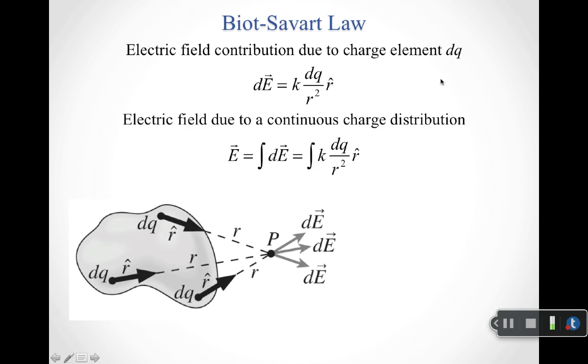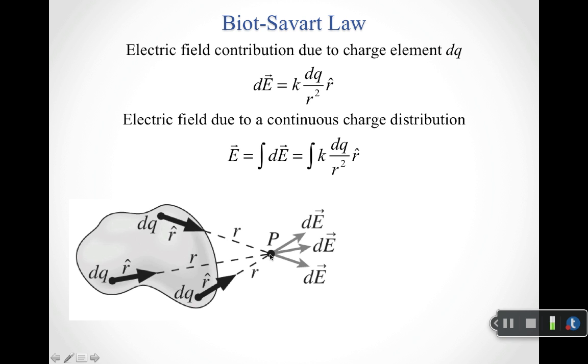So we said the electric field contribution due to some tiny little charge element dq was given by this expression. There's going to be some tiny contribution to the electric field that we call dE. We've got k dq over r squared, and then there's this r hat term because we care about the direction since this is a vector. And then to calculate the electric field over our continuous charge distribution, we just need to add this up over all of our little possible charge elements.